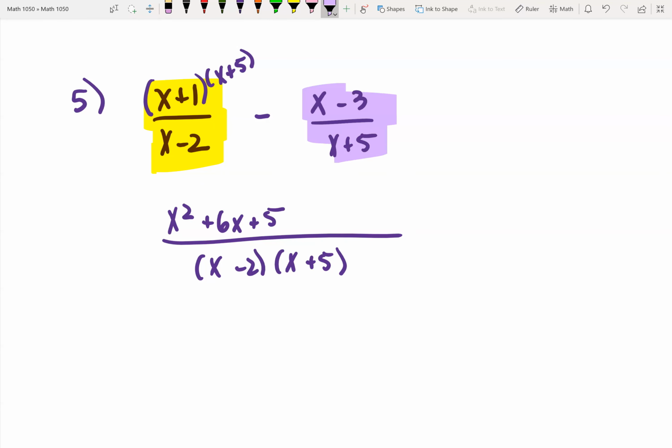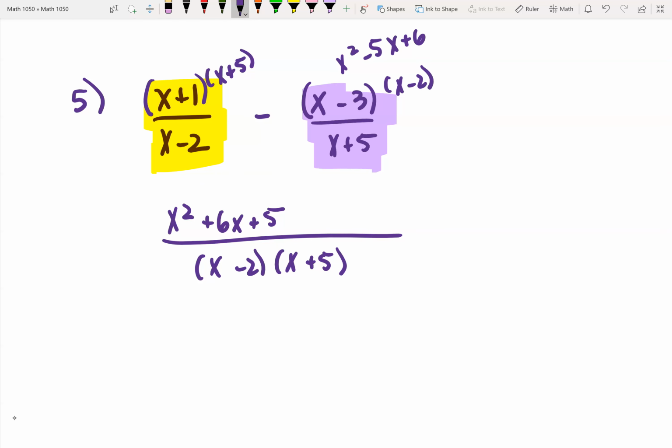Look at the next guy. He has the x plus 5. He's missing the x minus 2. Be careful. A binomial times a binomial, you have to FOIL. I'm going to FOIL it up here. So it's x squared minus 5x plus 6.